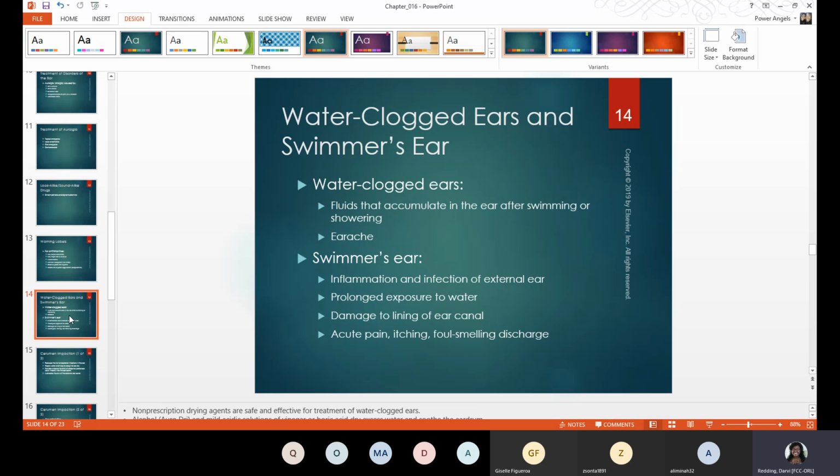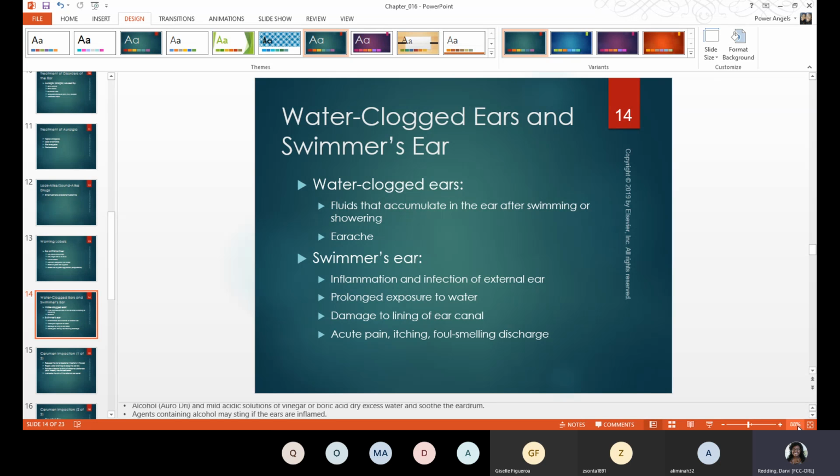Now, there are some non-prescription drying agents that are safe and effective for treatment of water-clogged ears. So if a patient comes to the pharmacy and they express what their symptoms are to the pharmacist, the pharmacist might counsel them and suggest a certain recommended brand of a non-prescription drug over the counter that could help with water-clogged ears. Now, when it comes to other solutions, there is something called Auro-Dri.